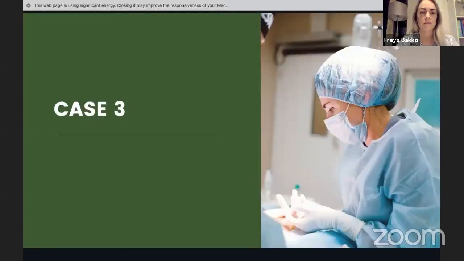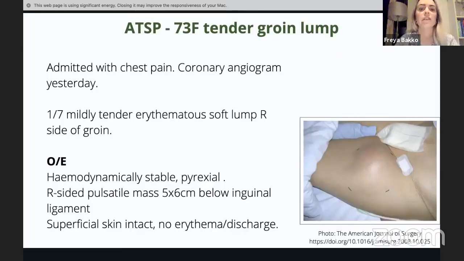Case 3. You are asked to see a patient, a 72-year-old female with a tender groin lump. She was initially admitted with chest pain. She went on to have a coronary angiogram through her femoral artery yesterday. Since then, she's had a one-day history of a mildly tender erythematous soft lump in the right side of her groin. You examine her and she is hemodynamically stable.